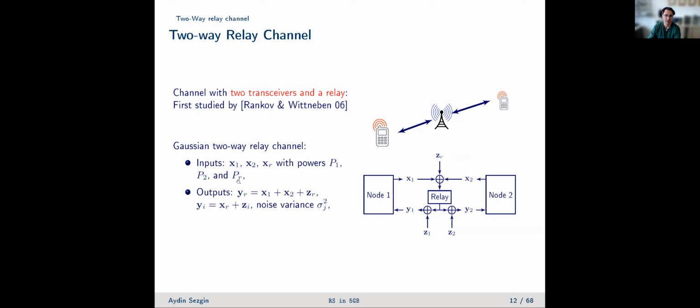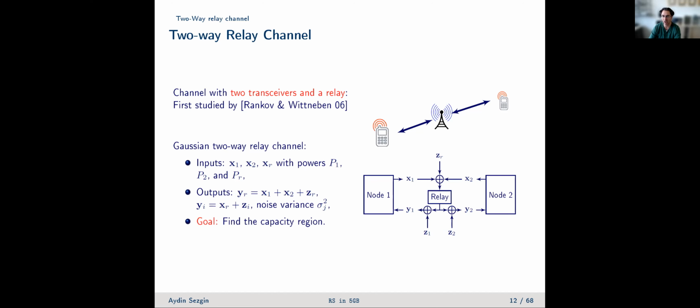Okay, so here again is the setup shown in a different way, also showing the noises. The output at the relay, when the nodes are communicating to the relay, is like this. We have YR equal to X1 plus X2 plus noise, so we get the superposition of the two transmit signals, while the signals at the individual users are given by yi equal to xr, the signal from the relay, plus the noise. Since we don't have a direct channel between the nodes, we are only seeing the transmit signal of the relay. So there's no additional component from the other node.